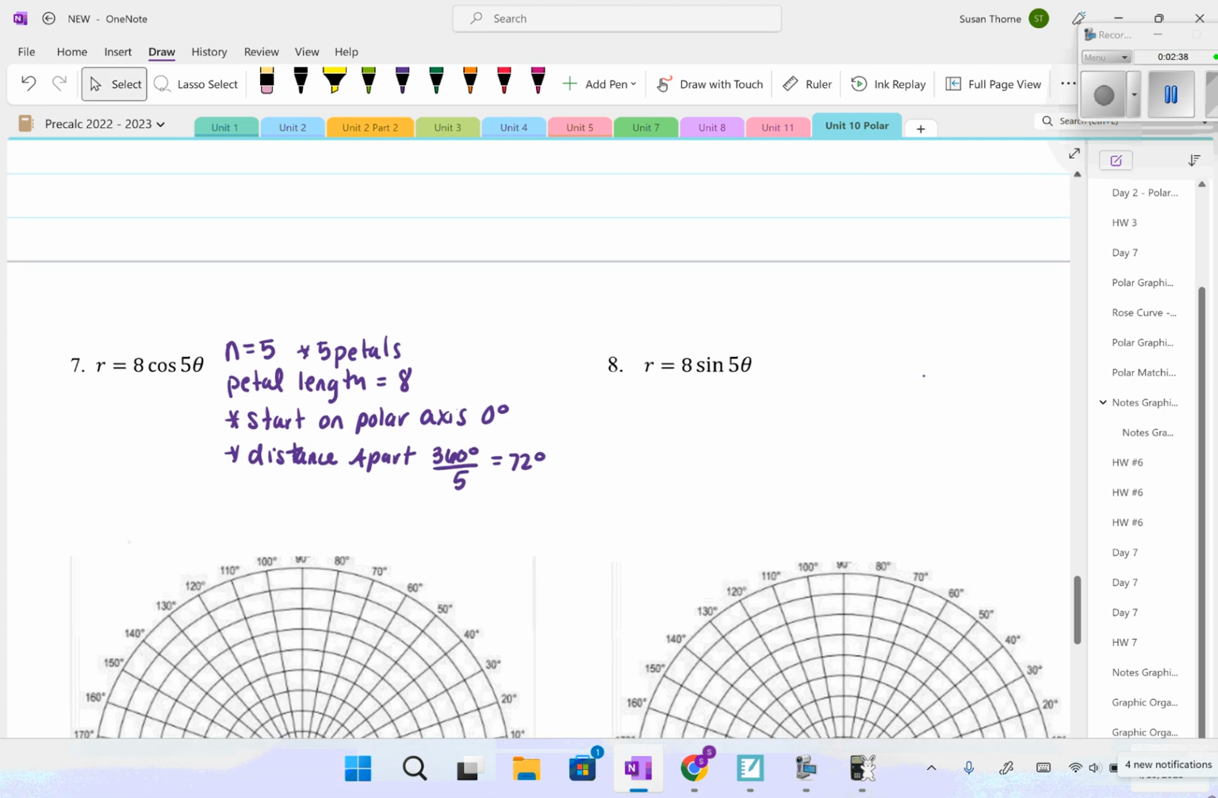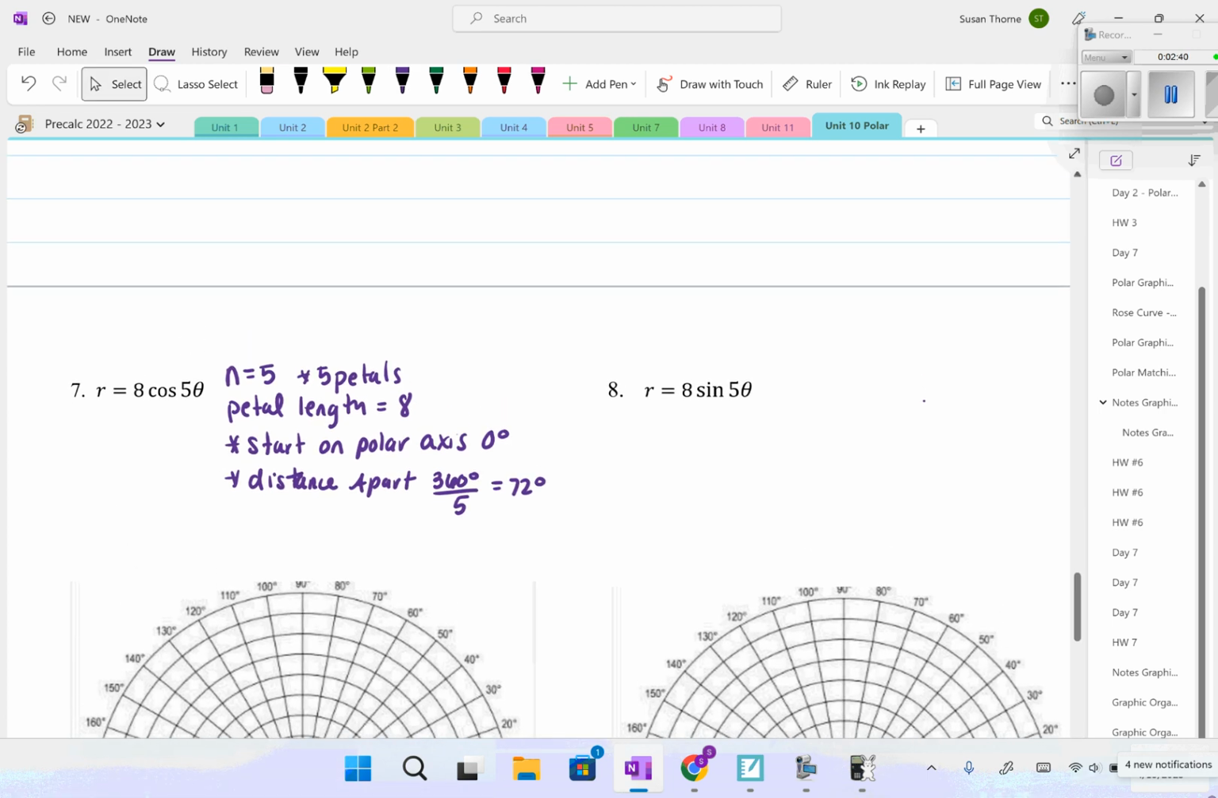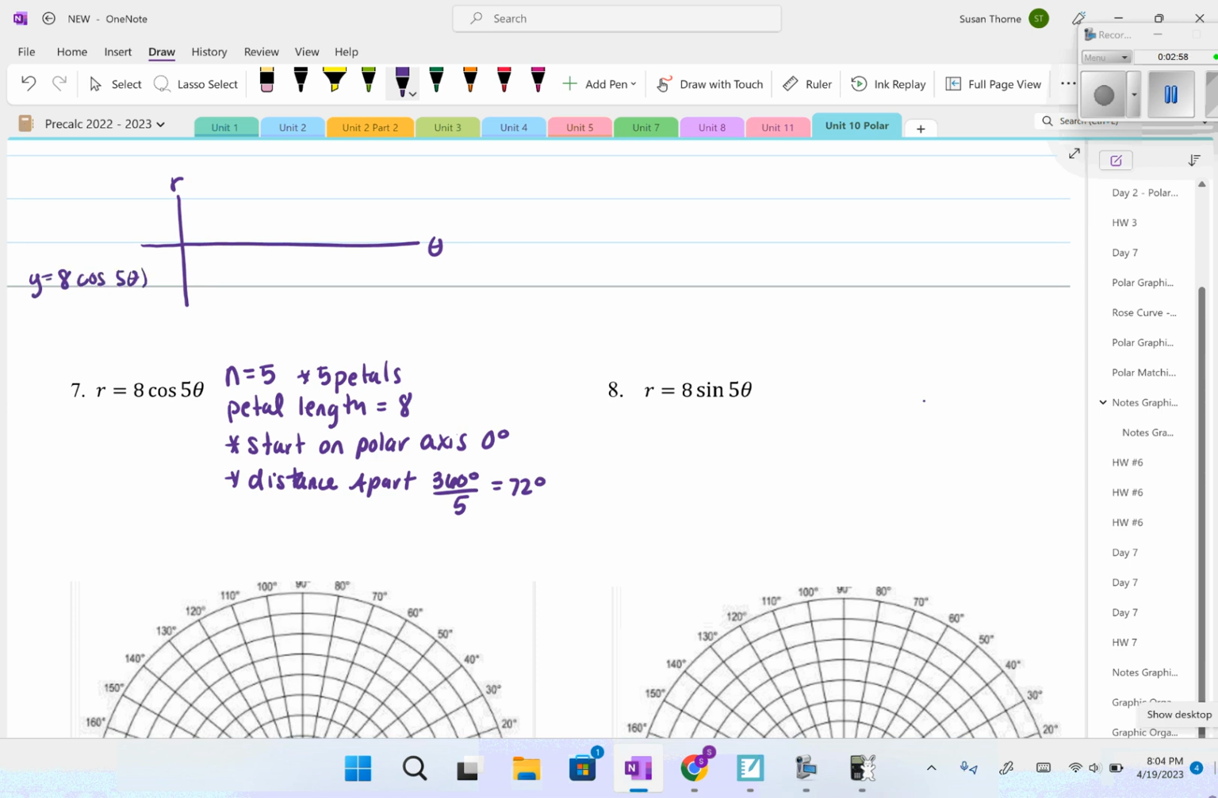So now for this, if we think about our graph for cosine, we're going to do the r value analysis. So we have, this is r and this is theta. And again, r equals 8 cosine 5 theta. So if this is instead y equals equation, y equals 8 cosine 5 theta, we've talked about graphing these before. 8 is the amplitude, and 5 is our b value.